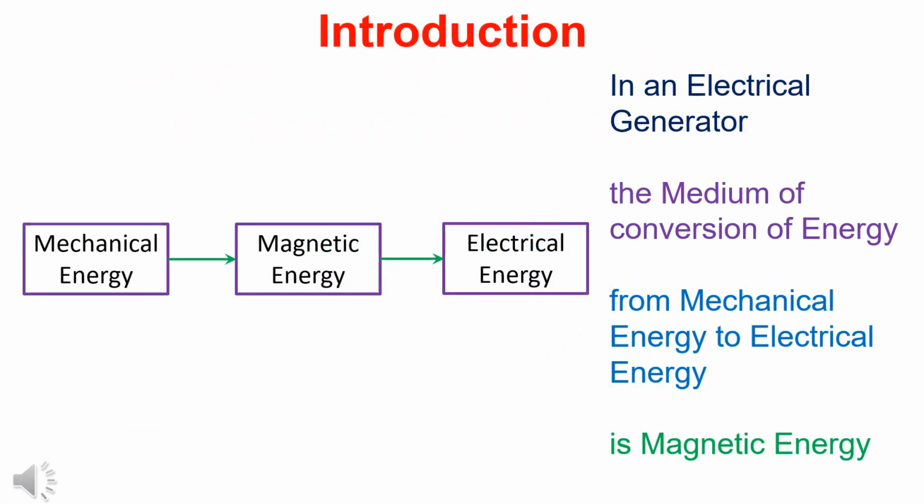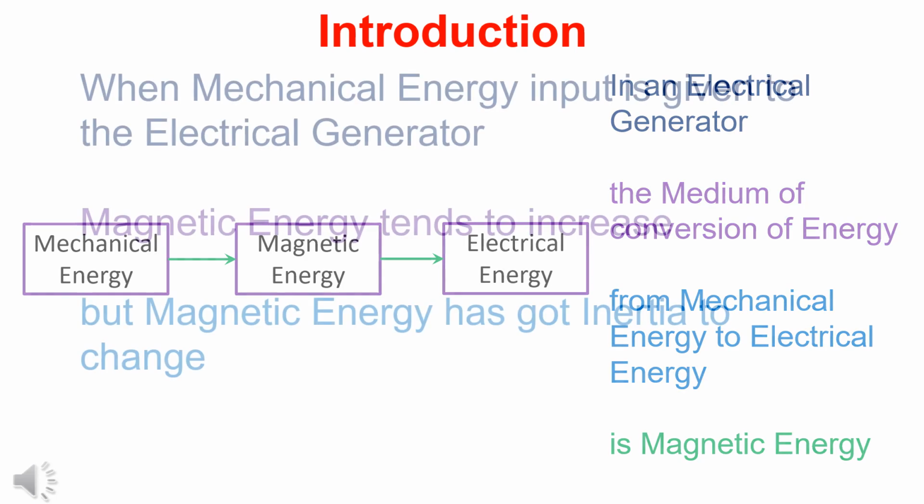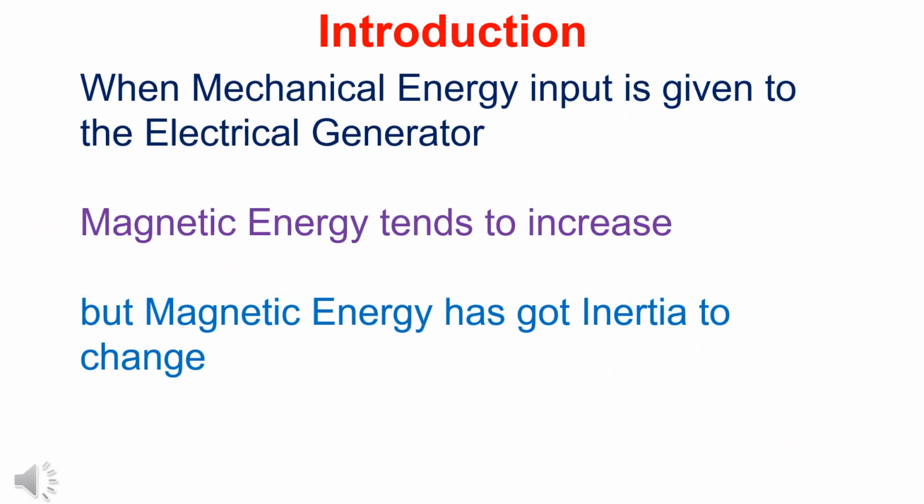In a mechanical generator, mechanical energy is first converted into magnetic energy, and then the magnetic energy is converted into electrical energy. The magnetic energy is a medium through which energy conversion takes place. When mechanical energy is supplied to the generator, there is a tendency of magnetic energy to increase, but the magnetic energy has got inertia to change.